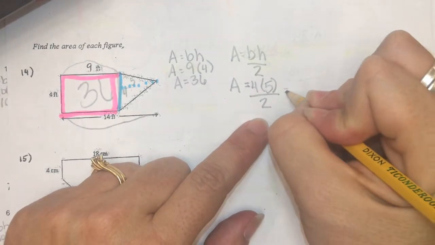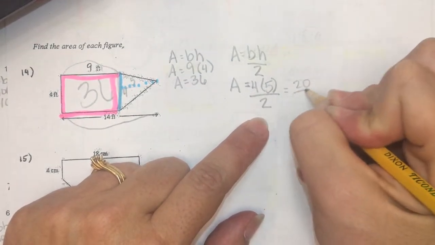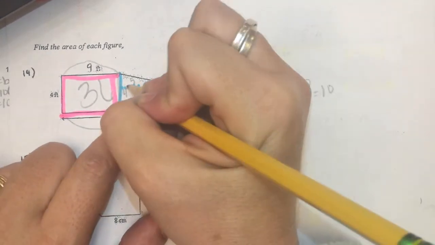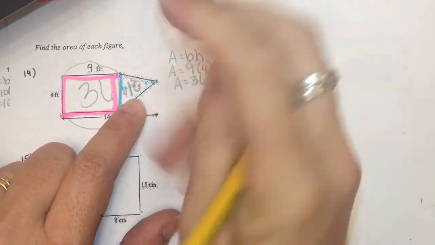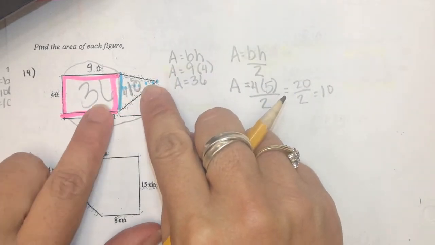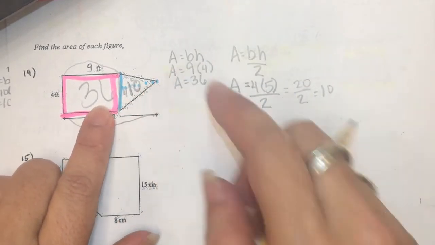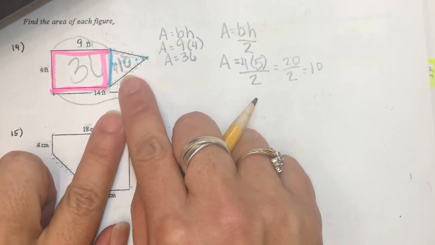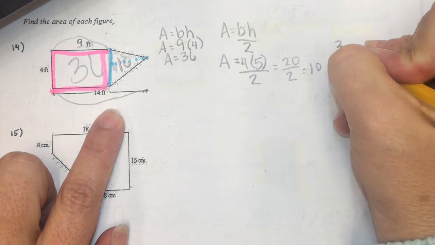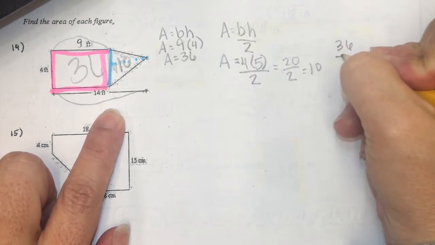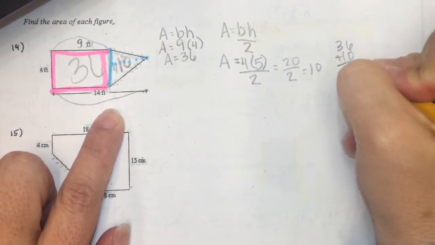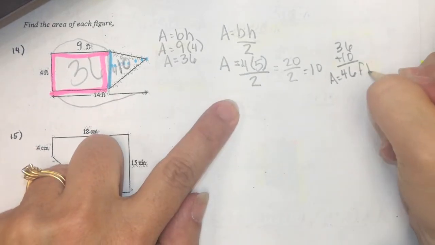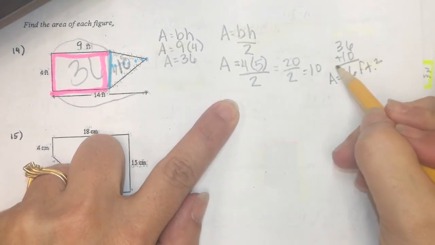Okay, so this one is 4 times 5 is 20, divided by 2 is 10. So if my triangle is 10 and my rectangle is 36, I want that all together. So add it together. Yes, 46. So 36 plus 10 would be 46. And it is feet squared. Okay.